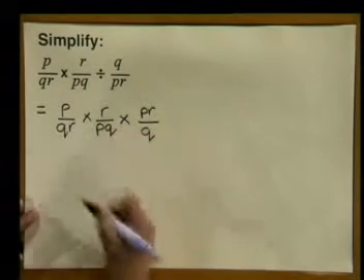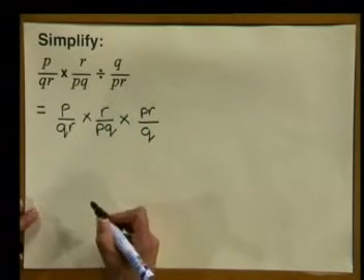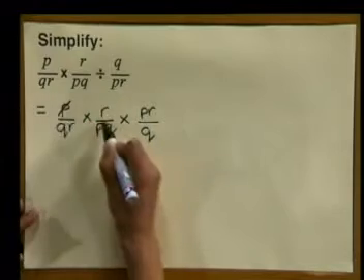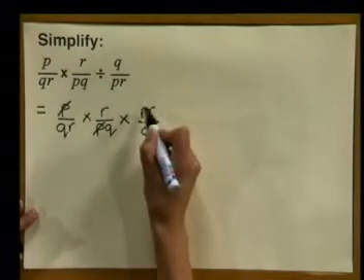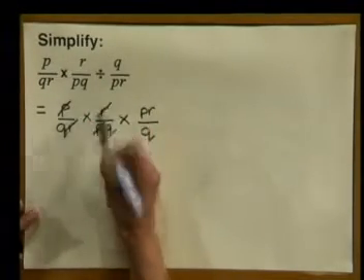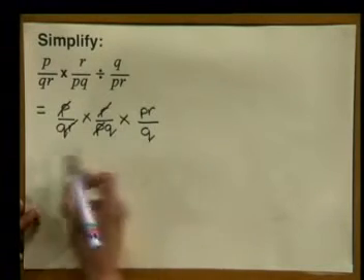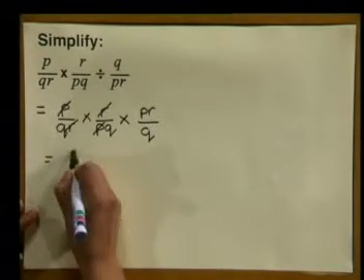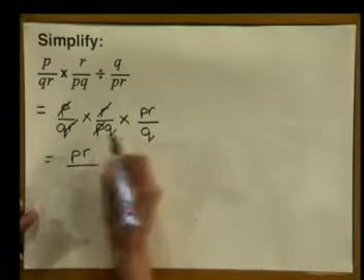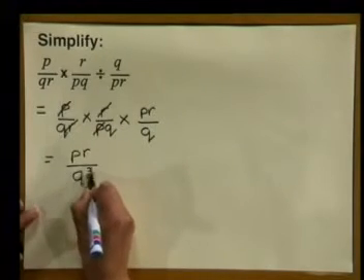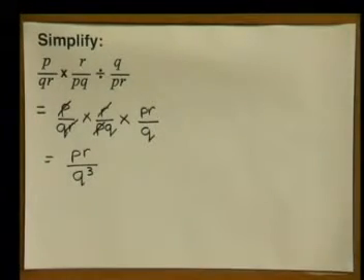And now because we have factors everywhere, we can cancel. So notice the P's cancel, we have R's that cancel, and we are going to be left with PR divided by Q cubed. So now we have simplified the fractions.